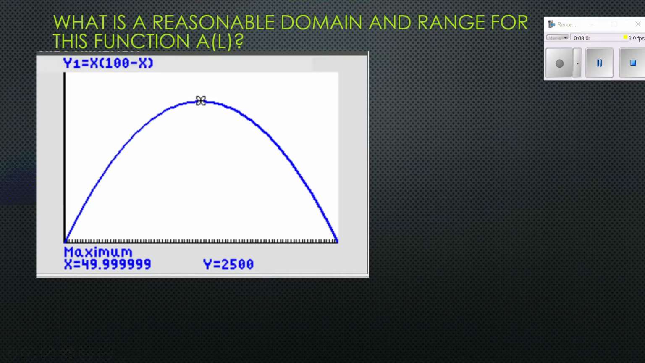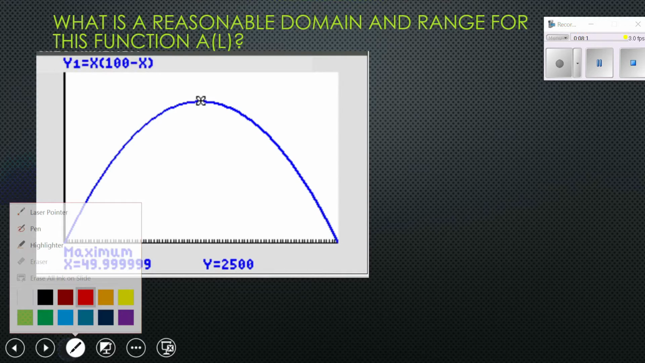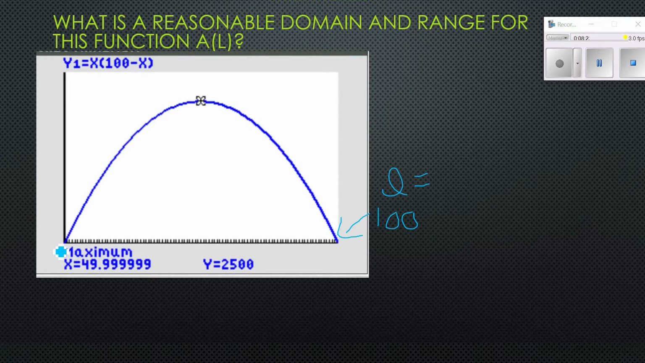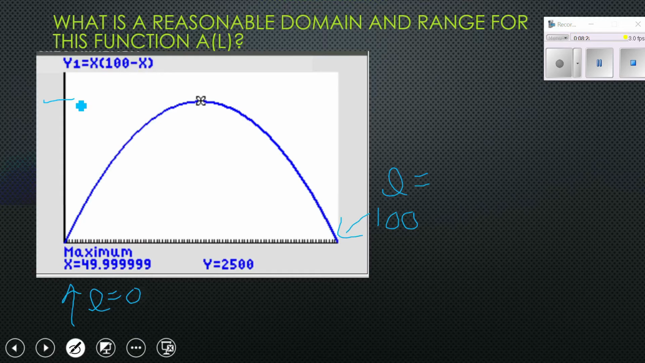So what's a reasonable domain and range? Well, remember our axes here. So let's just label what we have here. Remember, this point right here was L equals 100 because we set up our window like that. And of course, this is L equals 0 up here. And remember, our area went up to 2500. That was our maximum area.